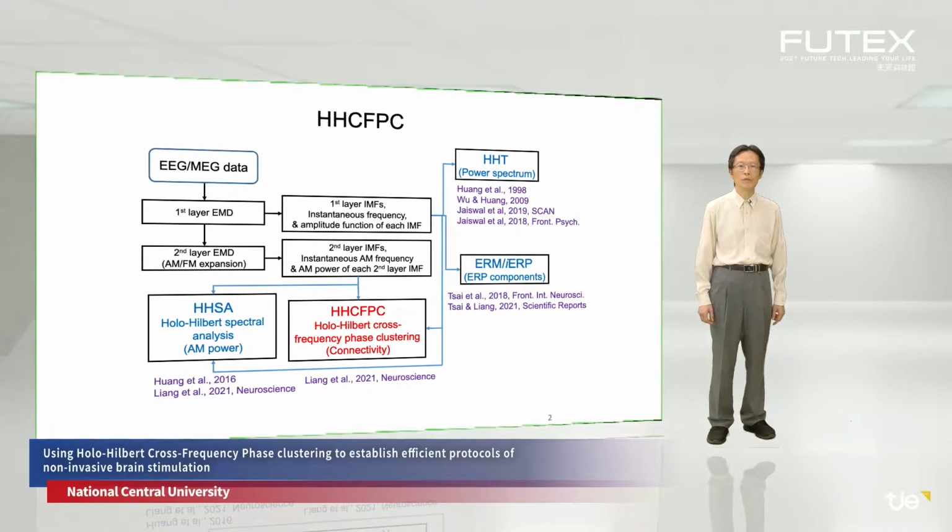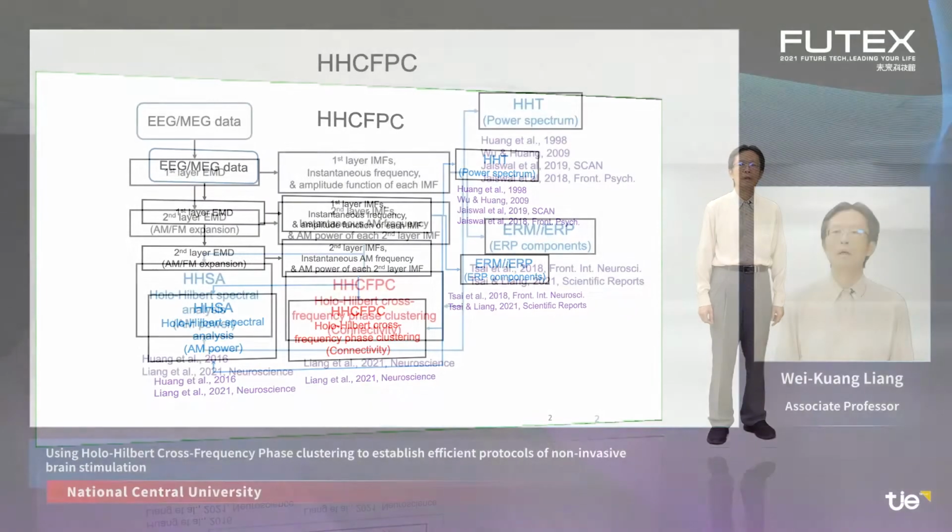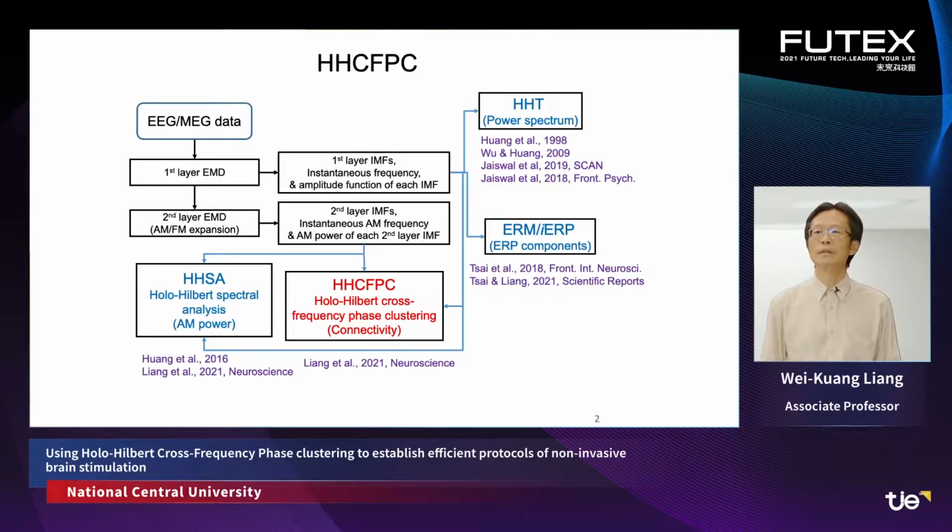HHCF-PC is a cross-frequency coupling, CFC, connectivity analysis based on the recently developed nonlinear Holo-Hilbert spectral analysis, HHSA, method, which contains a scheme of two-layer empirical mode decomposition, EMD. The HHSA provides an innovative way to reveal the most distinguished patterns of nonlinear interactions in the brain, including amplitude modulations, AMs, frequency modulations, FMs, and the phase amplitude couplings, PAC.